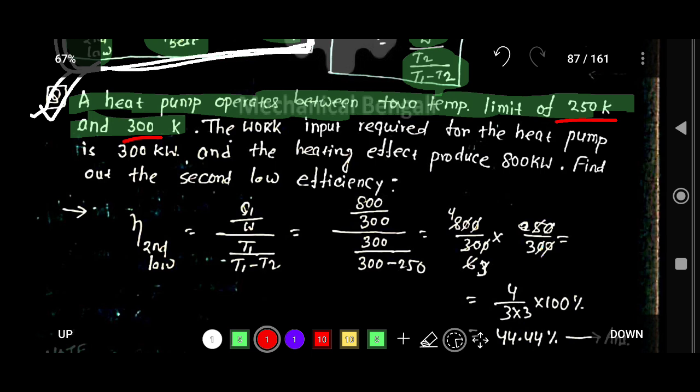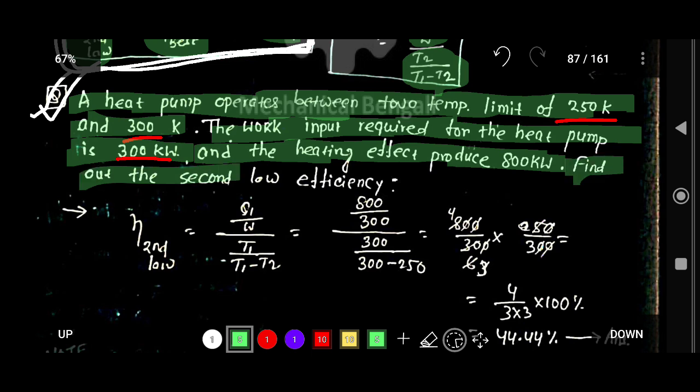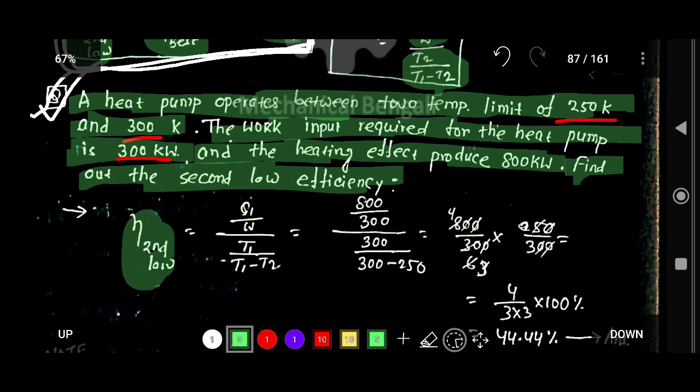Here the work input required for the heat pump is 300 kilowatt. So the W amount is 300. Now the heating effect produced is 800 kilowatt. That means this is the Q1 value. Find out the second law efficiency. So for the heat pump in the question, find out the second law efficiency.